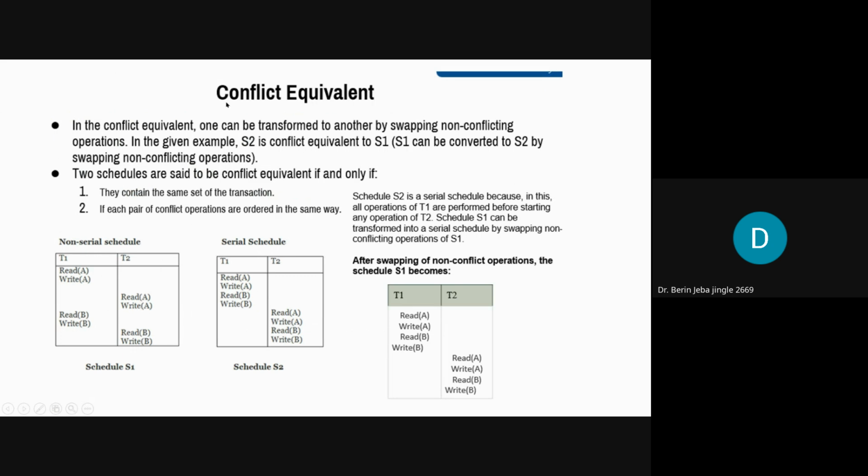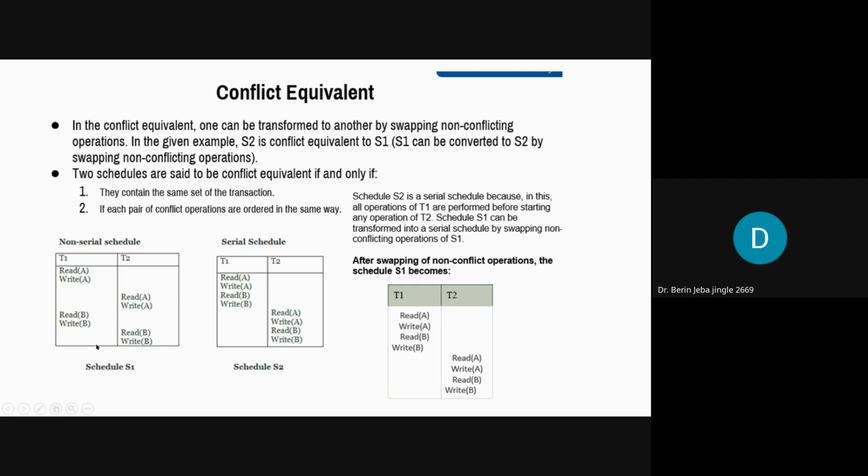So we go to conflict equivalent. What is conflict equivalent? One schedule can be transformed into another by swapping non-conflicting operations. Let us see an example. In this example, we have two schedules, S1 and S2. S2 is equivalent to S1, with the same operations.